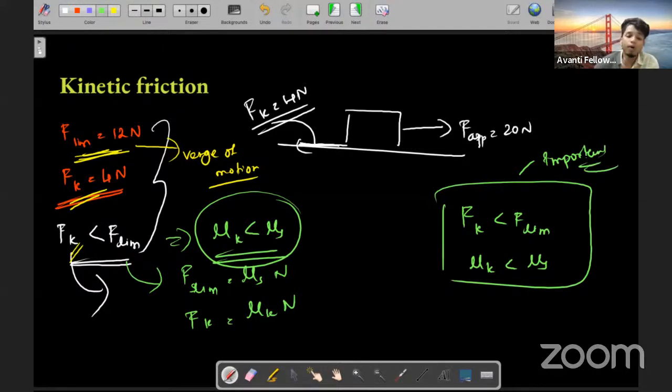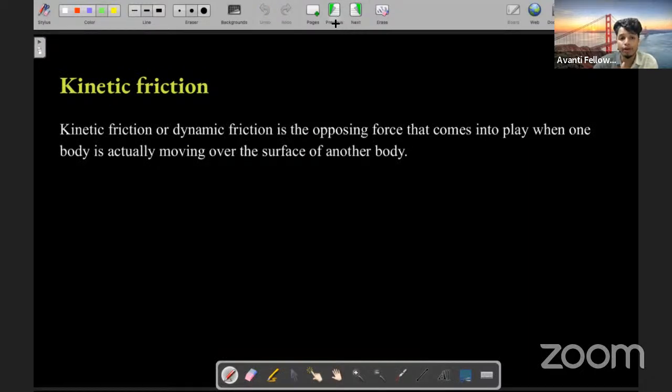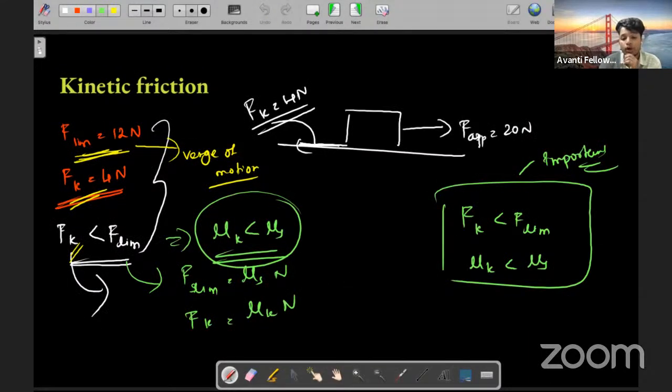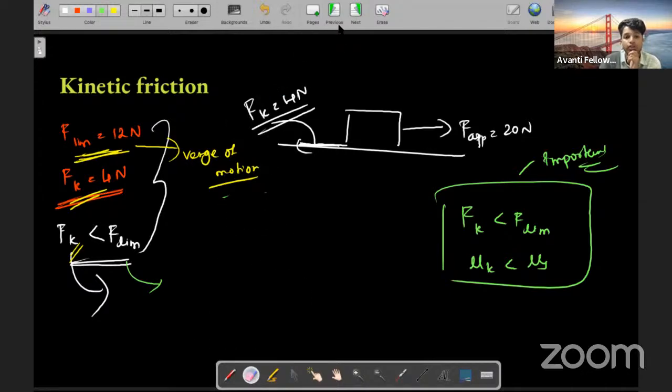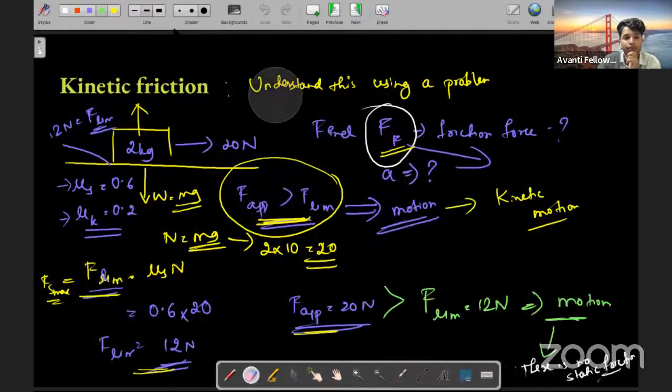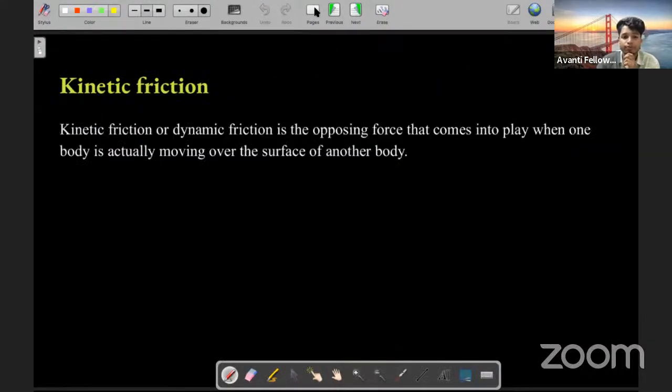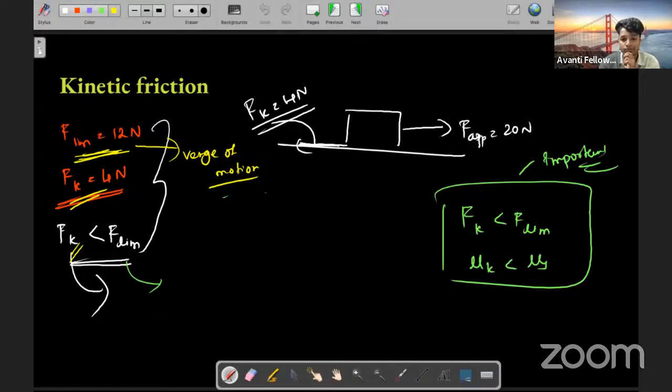Now our work didn't stop here, students. Over here, we wanted acceleration also. We want to find acceleration. How do we find acceleration? The question clearly says we want acceleration also. How can we find acceleration now? Students, let me know.